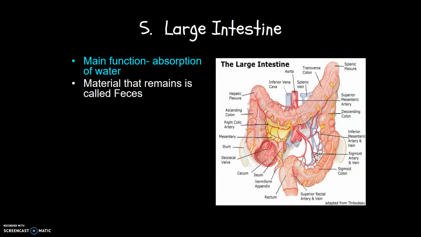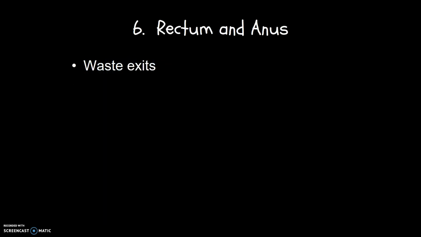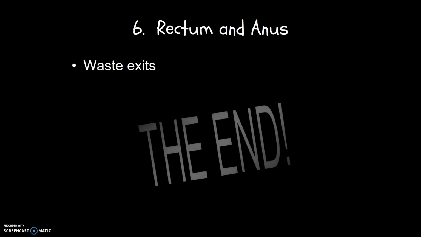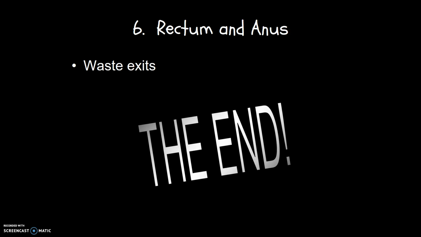Once all nutrients are absorbed in the small intestines, the material left passes to the large intestine, where the main function of the large intestine is to absorb water. The material left after this particular process is known as feces, and the feces enter the rectum and exit through the anus. And that is the end of the digestive process and how the digestive system processes the food that we eat.